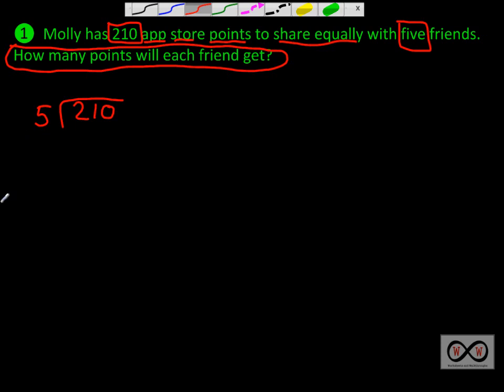So we've got an area model. We'll use a rectangular shape, for example. If we had a rectangle and our width was 5, representing the number of friends Molly wants to share her App Store points with. And on this length would be, we're going to try to figure out how many App Store points each friend would get. And we know that the area within this rectangle would equal 210, because we're dealing with 210 divided by 5.